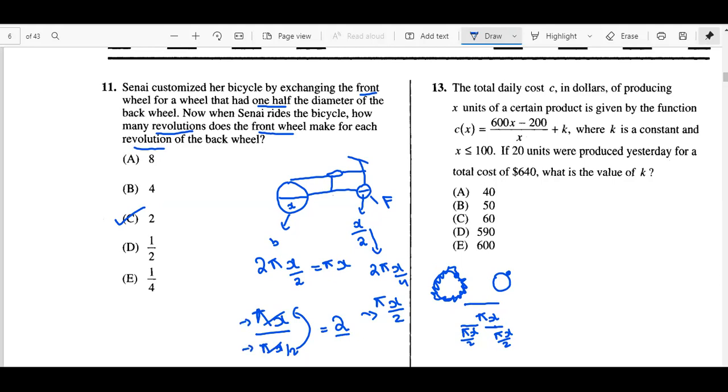Just because you know that the front wheel is the smaller wheel and the back wheel is the bigger wheel, the front wheel would rotate multiple times to cover the distance which the back wheel is covering in one rotation only, right? This is why, since the diameter of the front wheel is half and the diameter of the back wheel is x, we are going to get 2 in this case. So is this clear?